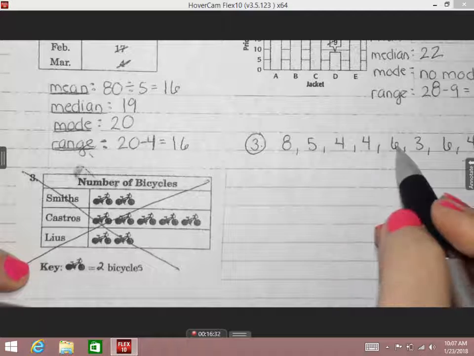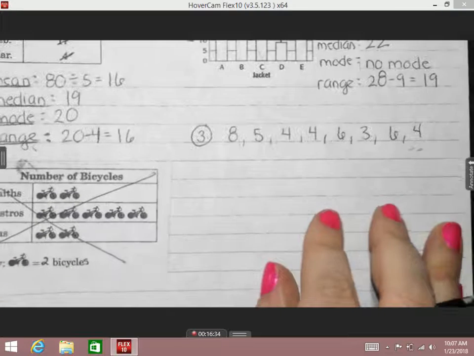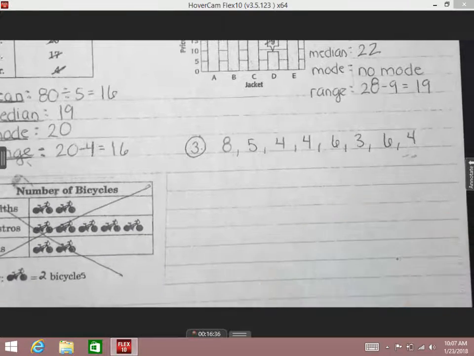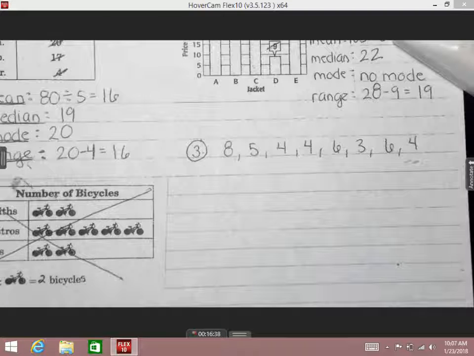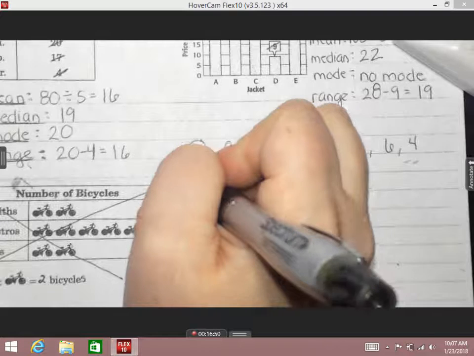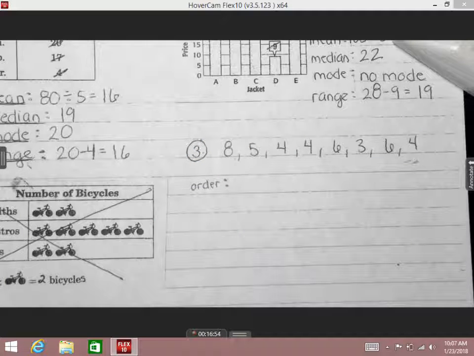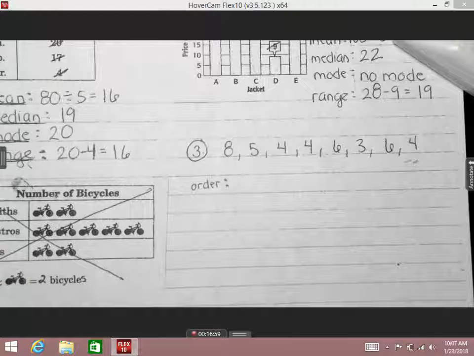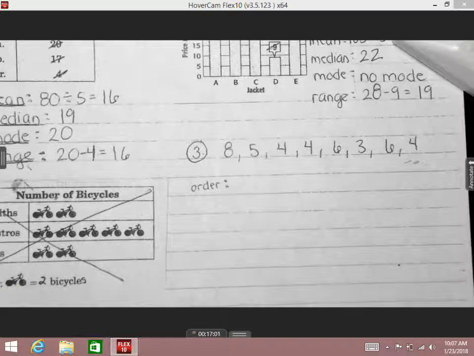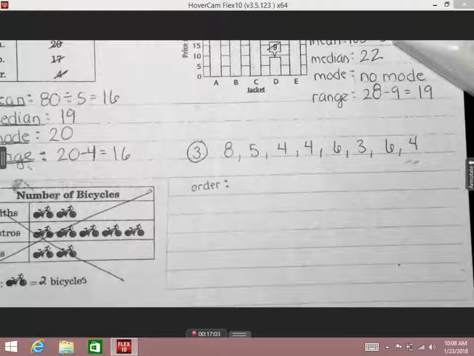One, two, three, four, five, six, seven, eight. Okay. So there's our list of numbers. All right, you are going to find the mean, median, mode, and range of those numbers. What's your first step? Put them in order. First step, put them in order. All right, first step, we want to put them in order. So when I put them in order, what's that list going to look like now? Nick.